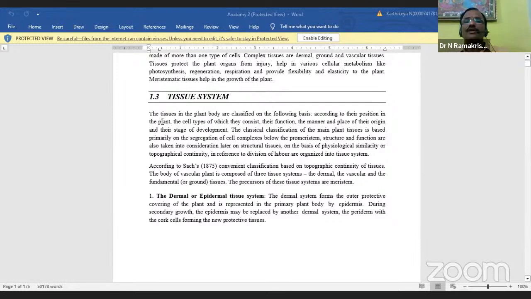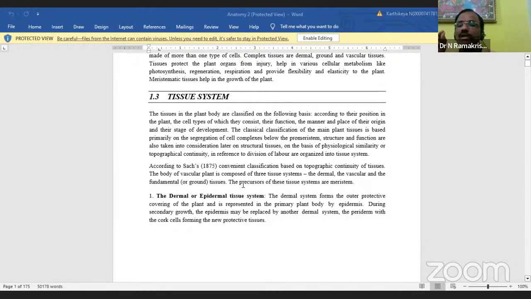Now you see, the tissue systems in the plant body are classified on the following basis: their positions in the plant, the cell types of which they consist, their functions, the manner and place of their origin, and their stage of development. The classification of main plant tissues is based on primary segregation from the promeristem, and structure and function are also taken into consideration. Later, tissues are grouped on the basis of physiological similarity or topographical continuity, in reference to division of labor, into tissue systems.